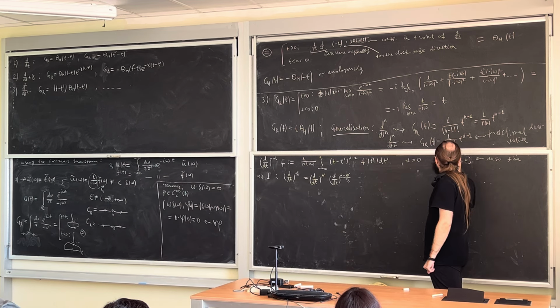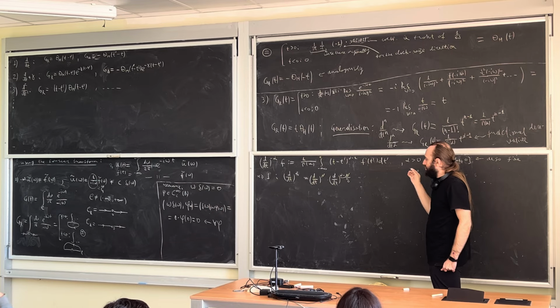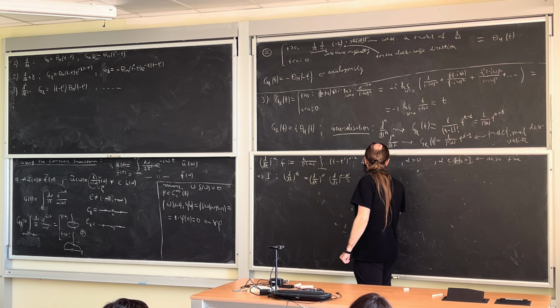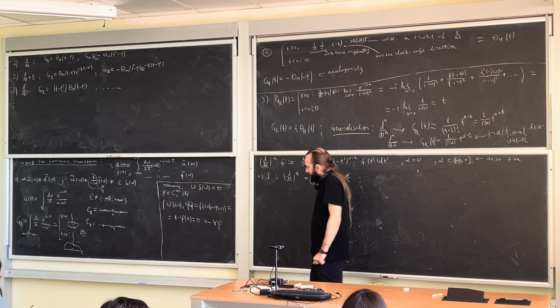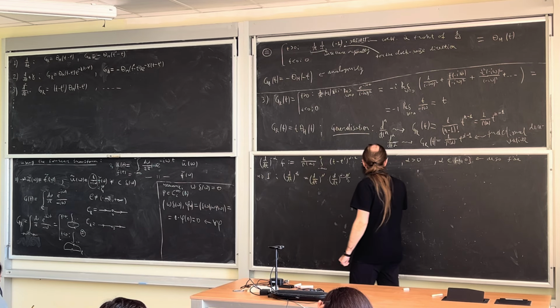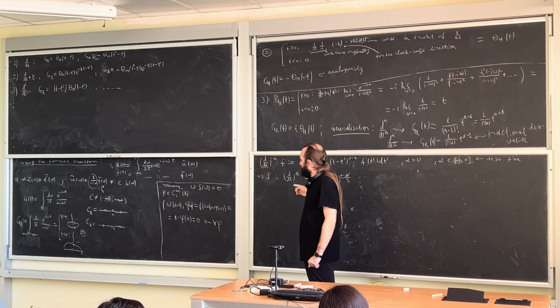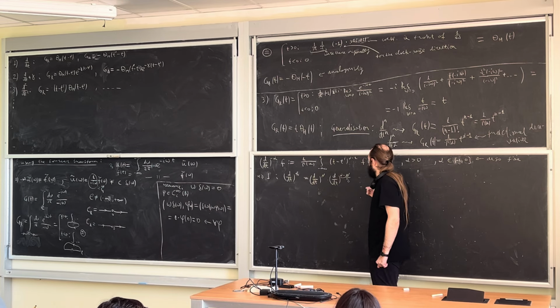Okay, I just wrote this formula, but it can actually be obtained from the Fourier transform of this, 1 over minus i omega to the power alpha.